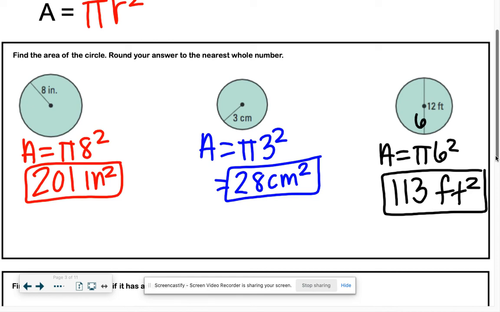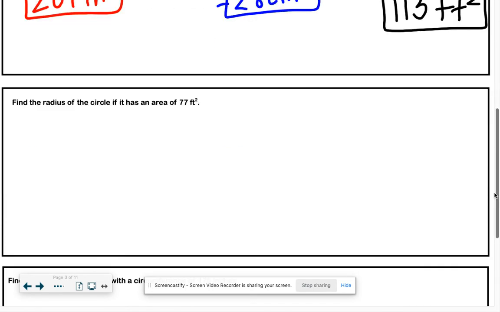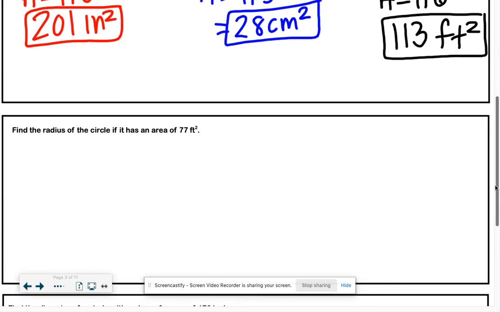Okay, so that's pretty easy. But now we're going to work backwards to find our radius. It's still pretty easy, but not quite as easy. All right, it says find the radius of a circle if it has an area of 77. So start with your formula so we know what we're looking at. Here's our area formula. Let's plug in what we know. Or even divided by pi. Yep. So plug in 77 for A.